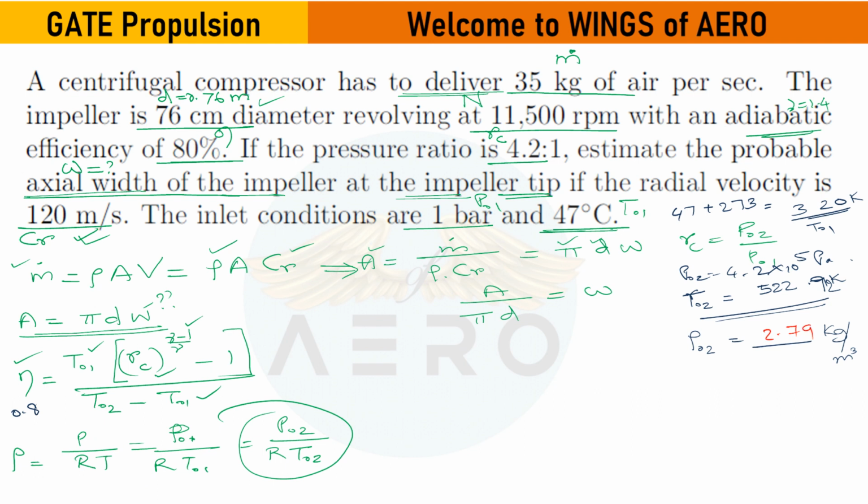Excellent. Now what you're going to do, you can substitute in this equation and equate it. You can completely take this as a complete equation. So your mass flow rate is 35, 2.79, Cr value is 120. Here you're getting again divided by your pi value, d value is 0.76. You will get this W. Okay.